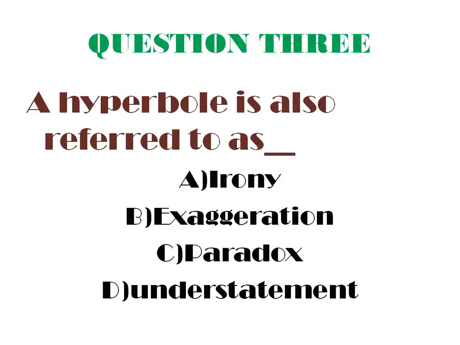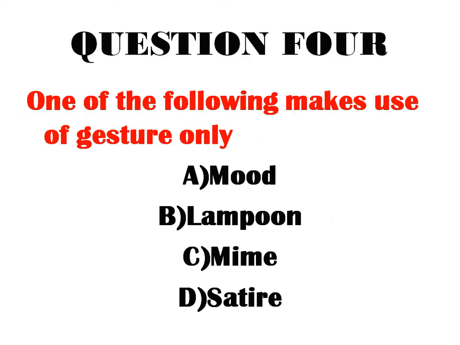A hyperbole is also referred to as A, irony, B, exaggeration, C, paradox, D, understatement. Which one do you think is the answer to this question? I think the answer is exaggeration. Another way hyperbole is referred to is exaggeration. It is a figure of speech in which a theme is exaggerated beyond its normal state for the purpose of emphasis. Now let's have a look at question 4.